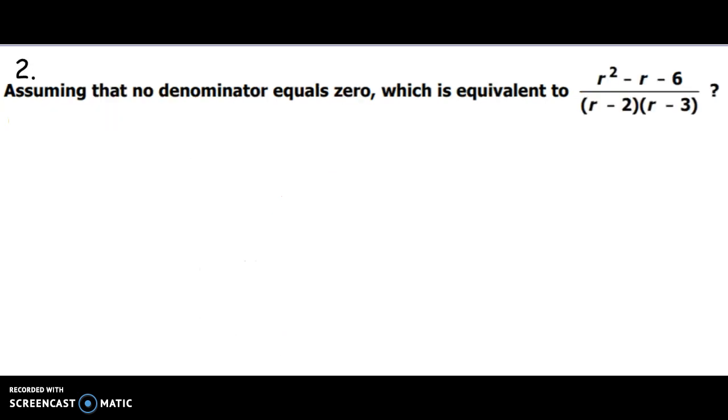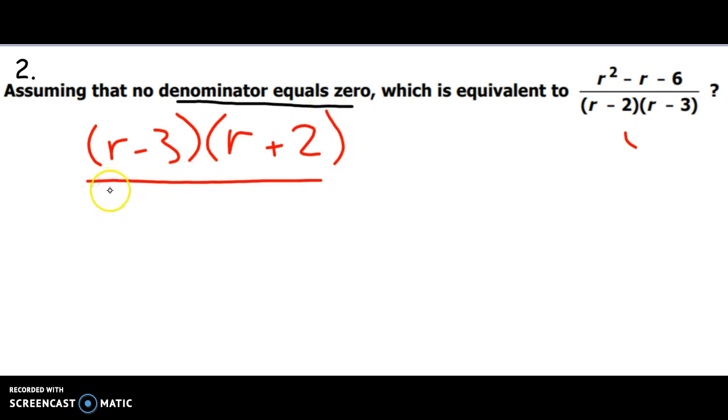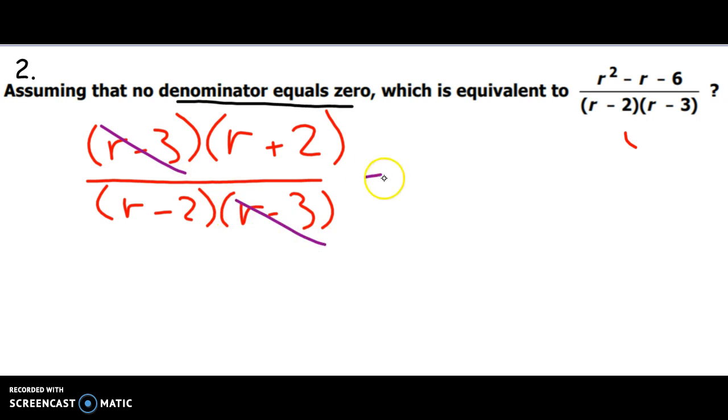For number 2, again, you'll see this on a lot of the equations, so you don't have to worry about it. Here you've got your denominator factored, but we need to factor the top. What can we multiply to get 6 that when we subtract, we get a -1? So we're going to have r minus 3 and r plus 2, all over the denominator, which is already factored into r minus 2, r minus 3. What we have that's the same is the r minus 3's. So we're left with our answer of r plus 2 over r minus 2.